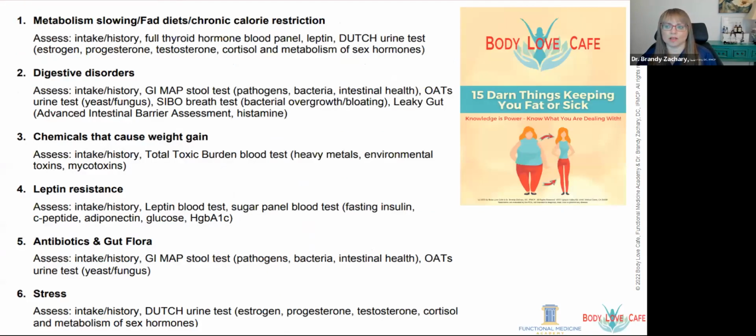All right, this is an example of that freebie. So that's something for patients. You see it as Body Love Cafe on it.